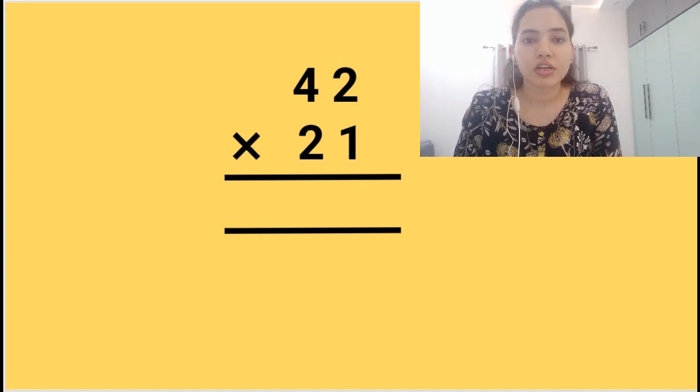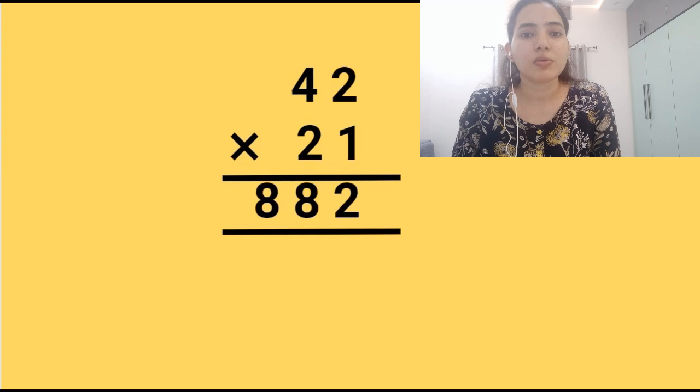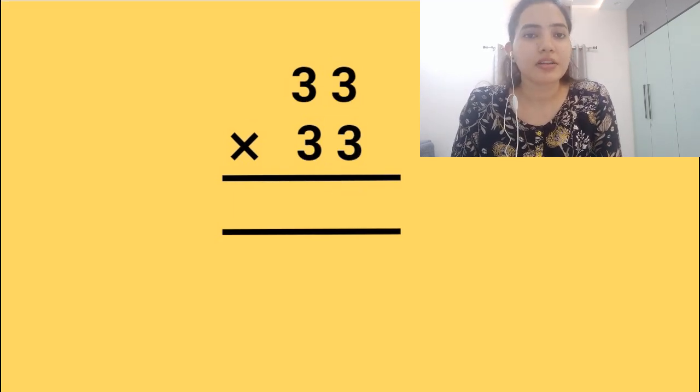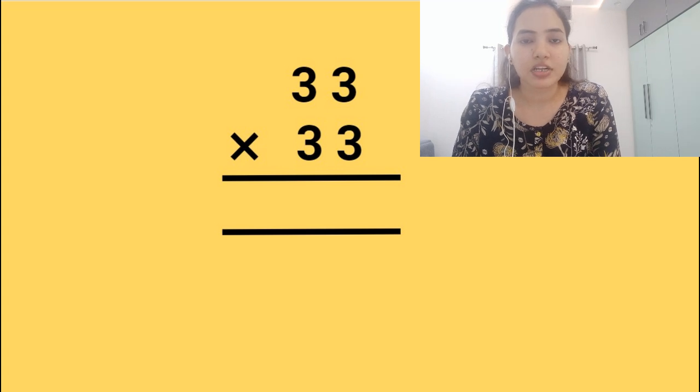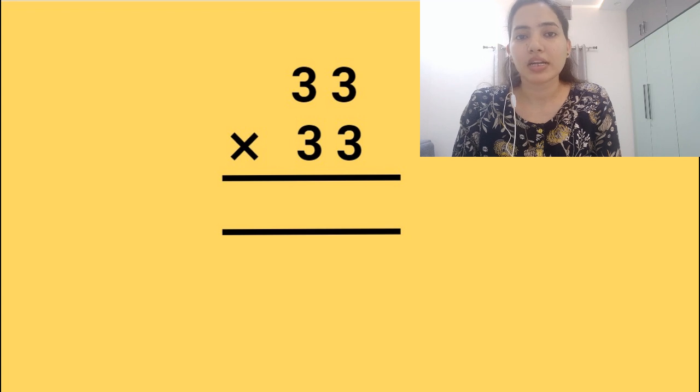It will be 4 twos are 8, 2 ones are 2 and 8. So 882 will be the answer. Let's take another example, say 33 multiplied by 33. Its answer will be 3 threes are 9, 3 threes are 9 and then 18. So it will be 1089.